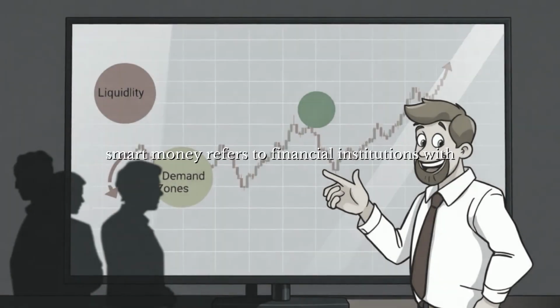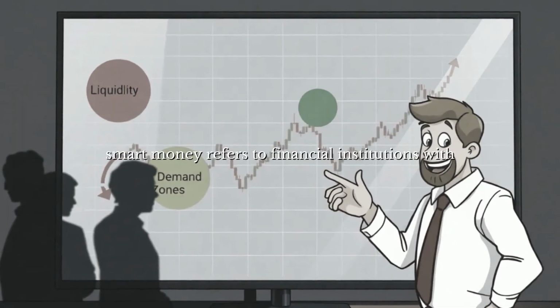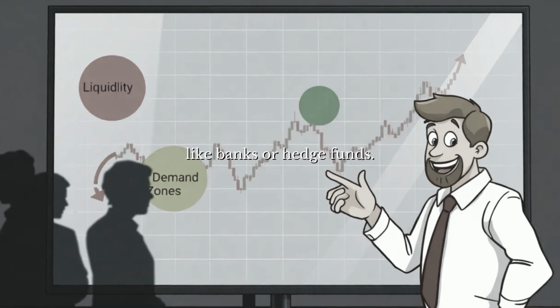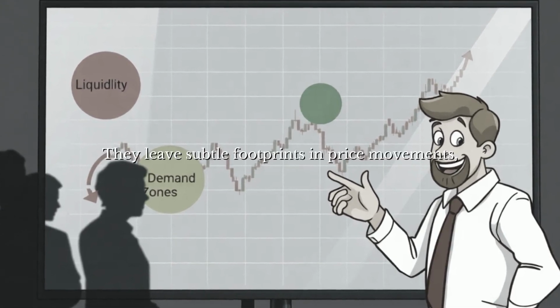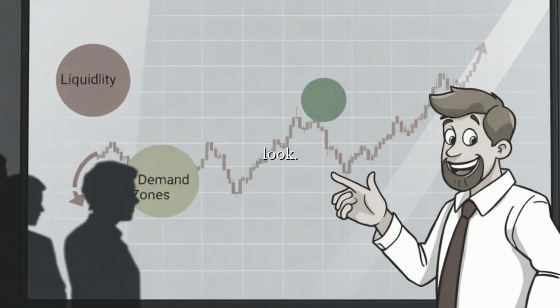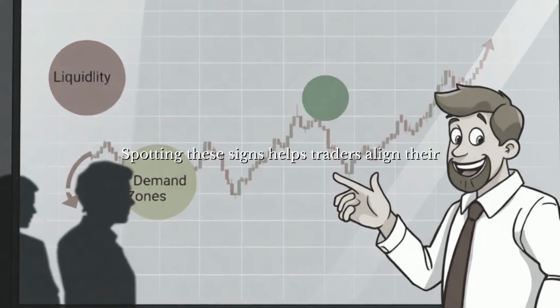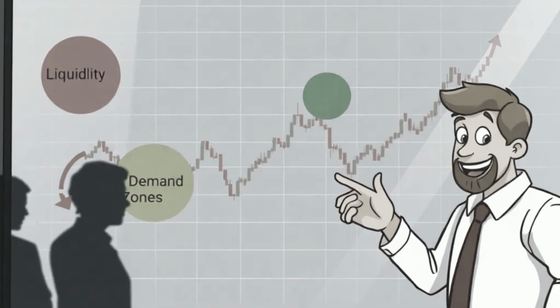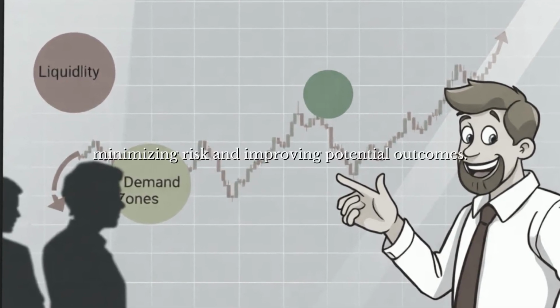To start, smart money refers to financial institutions with immense resources, like banks or hedge funds. They leave subtle footprints in price movements, visible to those who know where to look. Spotting these signs helps traders align their entries with confidence, minimizing risk and improving potential outcomes.